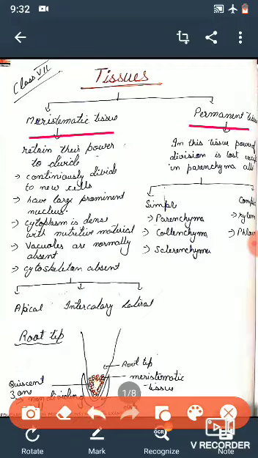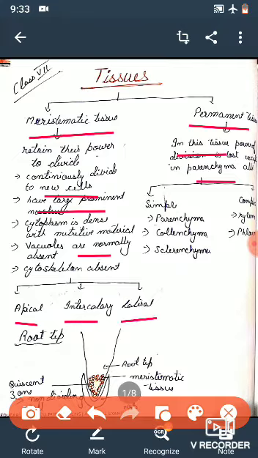Meristematic tissues are those tissues which have retained their power to divide, and they can divide continuously to produce new cells. They have large prominent nucleus and the cytoplasms are dense with nutritive material. Vacuoles are normally absent, whereas permanent tissues are those tissues which have lost their power to divide except the parenchyma cell. Now this meristematic tissue are of three types: apical meristematic tissue, intercalary and the lateral tissue.